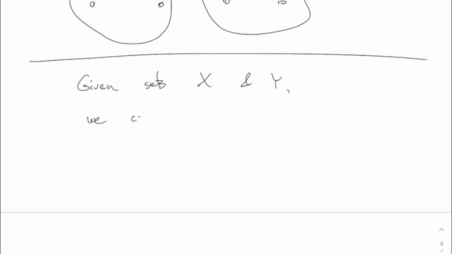We need to build a function which I will write like this, f: X to Y. What that means, I hope you remember this from your discrete math class, is that f is a function whose domain is the first set, X, and the codomain is Y. This is the domain. This is the codomain.